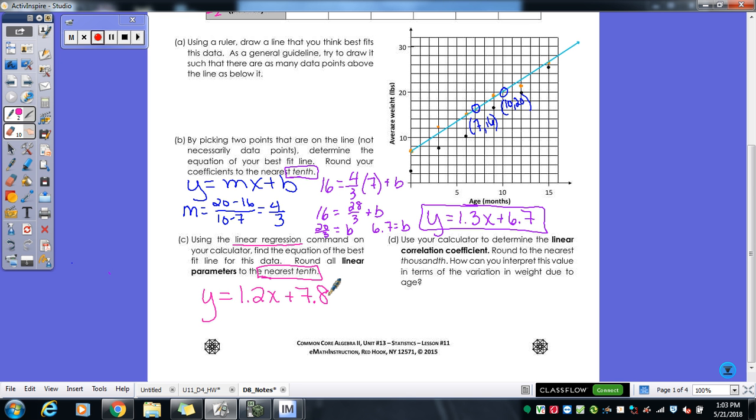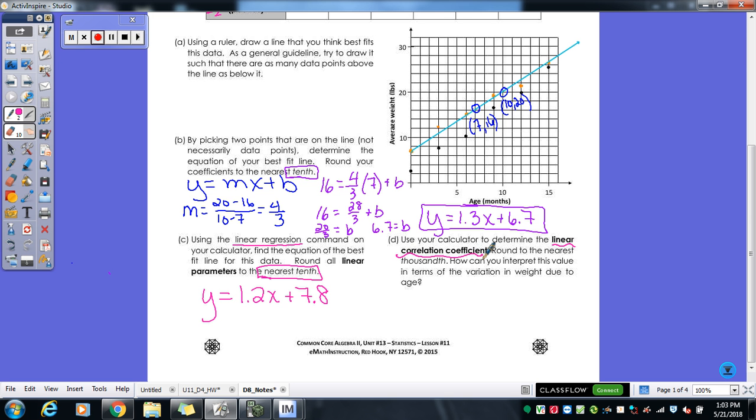Hey, I wasn't off by that much. I had 1.3 and 6.7. Anybody else really close from their equation? Mine was so off. My slope was 7 over 11, and I had -2. Yeah, that means no baby is born at -2 pounds. Yeah, exactly. Just saying.